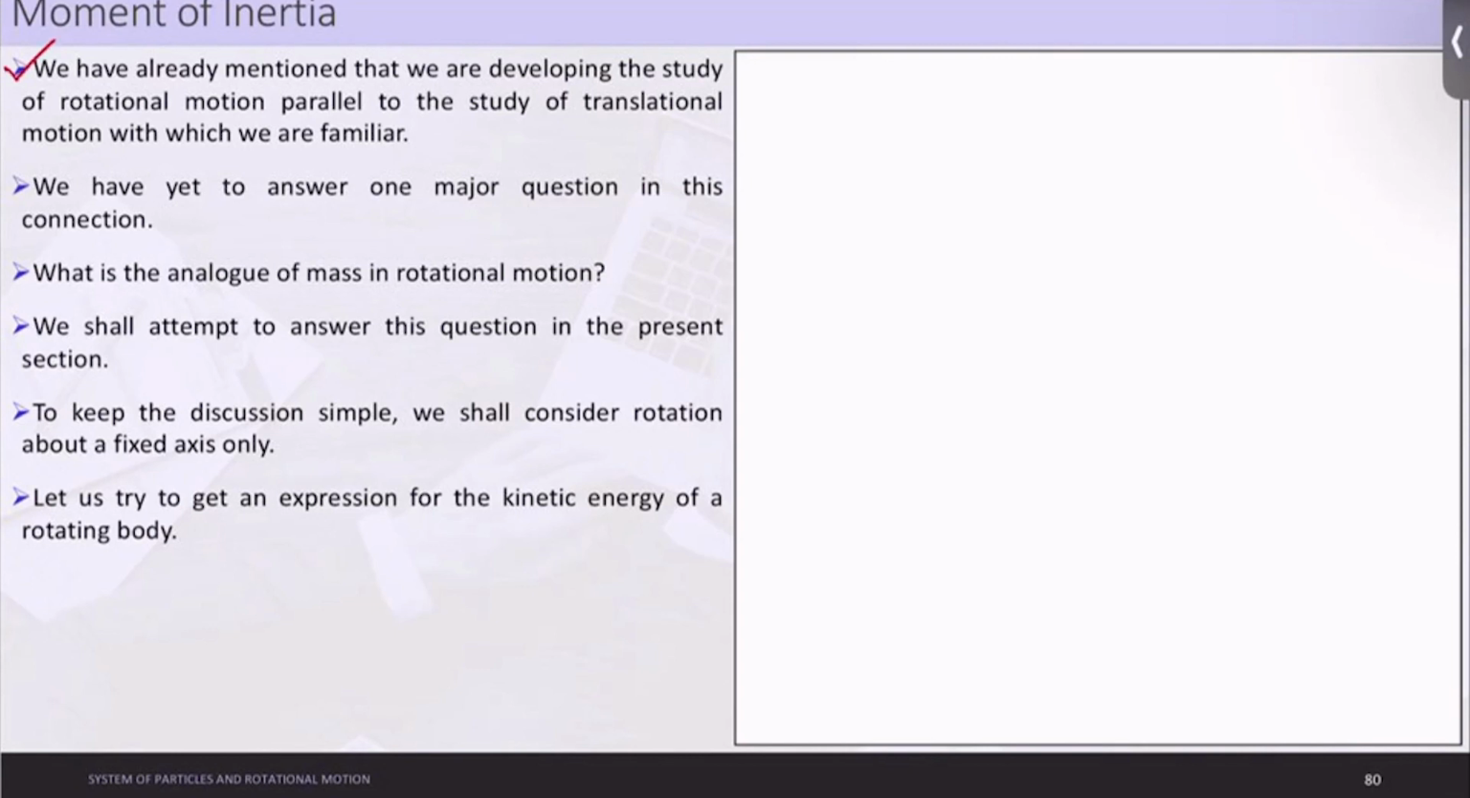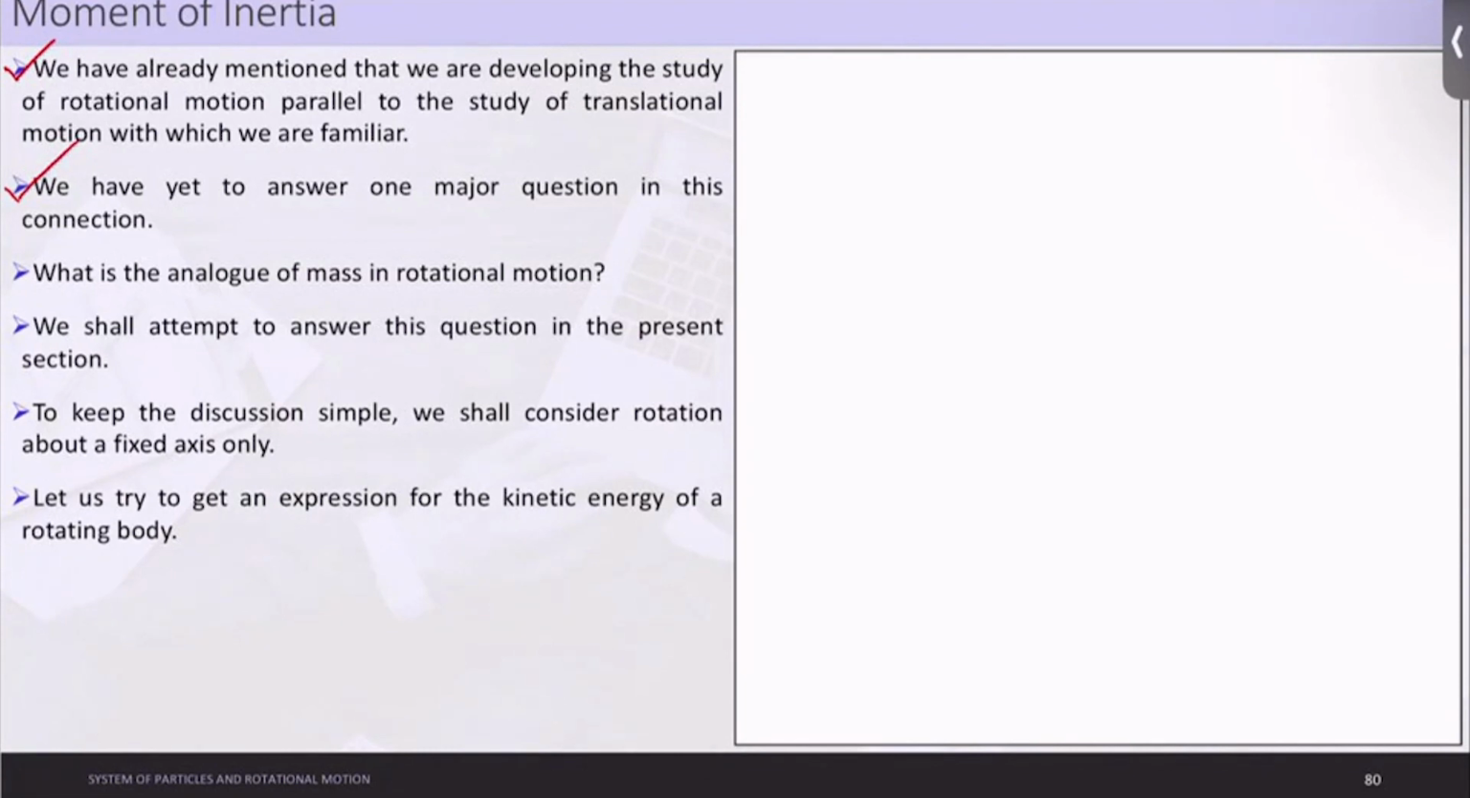We have already mentioned that we are developing the study of rotational motion parallel to the study of translation motion. So we find an analogy between linear motion and rotational motion. Velocity is analogous to angular velocity, acceleration to angular acceleration, force to torque, linear momentum to angular momentum. F external is equal to dp by dt; similarly, tau external is equal to dL by dt.